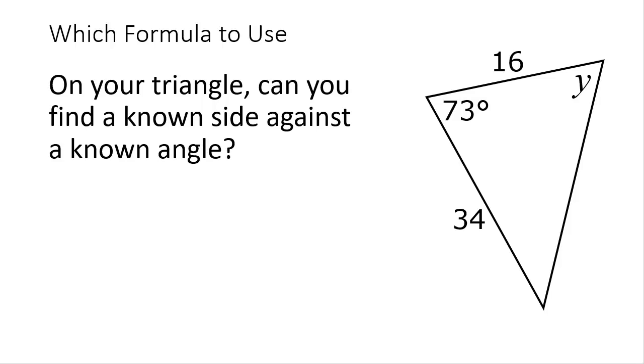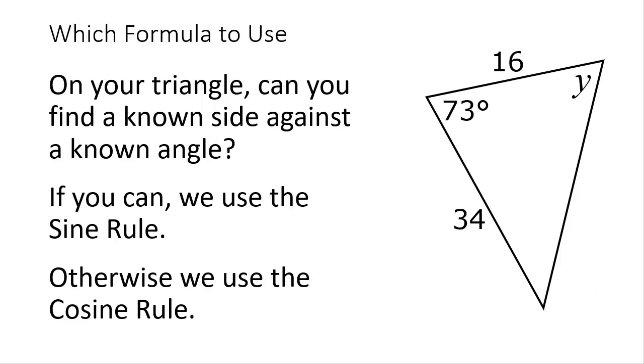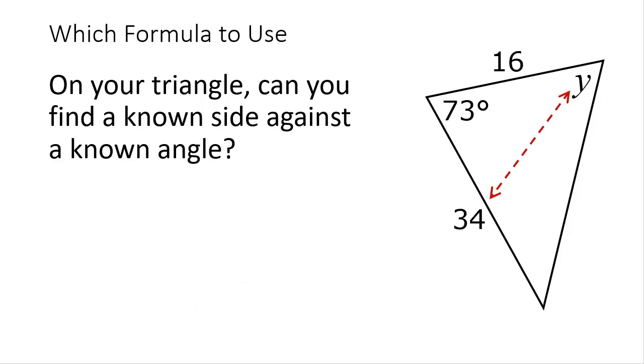Alright, next up, having got a triangle we know we can solve, we need to look at it and say which rule are we going to use. So we look at this, three pieces of information. Does it have a side we're given versus an angle we're given? If you can find that, we use the sine rule, otherwise we use the cosine rule. So do we have one?